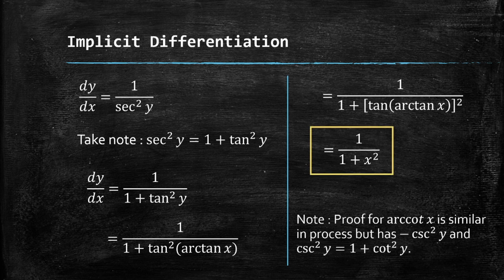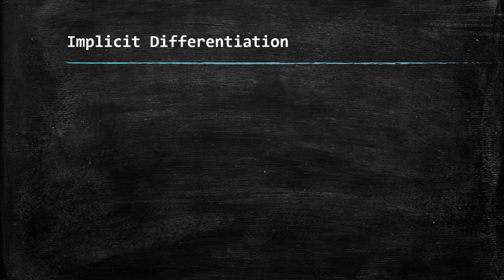So of course the proof of arccot is similar, but instead of secant squared y, we have negative cosecant squared y, and of course the identity of cosecant squared y being 1 plus cotangent squared y. So you'll have negative 1 over 1 plus x squared as a result. And then we have the arcsecant.